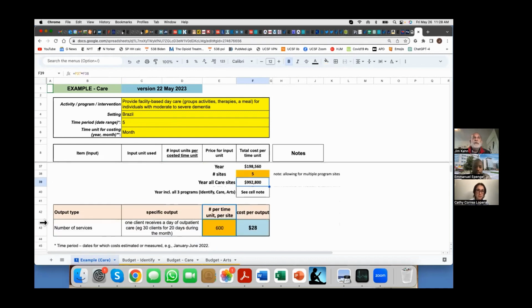Finally, at the bottom, we have the number of services provided, and this can be altered, but the specific output in this example is that 1 client receives a day of outpatient care. For example, 30 clients seen for 20 days during a month comes to a total of 600 client days of service. If you then divide the total by the year amount here, you can see that it costs about $28 to provide 1 person a day of service. So that's how it works.